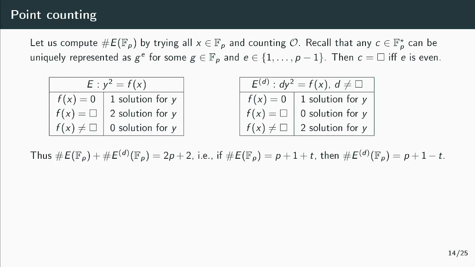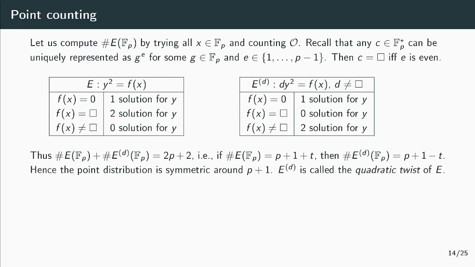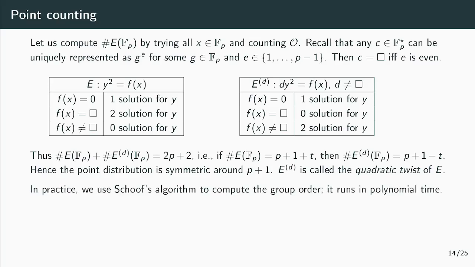So we have just shown that the distribution of possible group orders in the Hasse-Weil interval is symmetric with respect to its middle point p plus 1. You can also prove stronger claims about the distribution, but that's beyond the scope of this lecture. You can probably guess that when p is large, iterating over Fp probably won't be the best idea. Luckily, there is a polynomial time algorithm by Schoof that counts the group order.